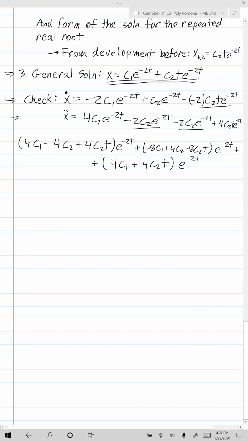And so we can see pretty quickly here that we have a 4 times c2 times t, a 4 times c2 times t, and so that will give us a total of 8. And we have a negative 8 right here. So sure enough, that all cancels out. Here we have a negative 4c2. Here we have a positive 4c2. So those will cancel out. And here we have a 4c1 plus a 4c1 to give us 8c1 minus 8c1. Of course, that all cancels out. And sure enough, we found our solution.